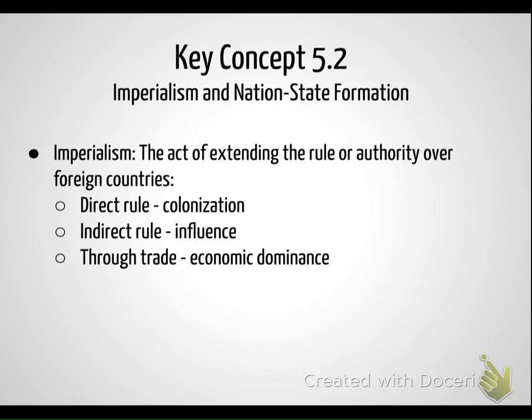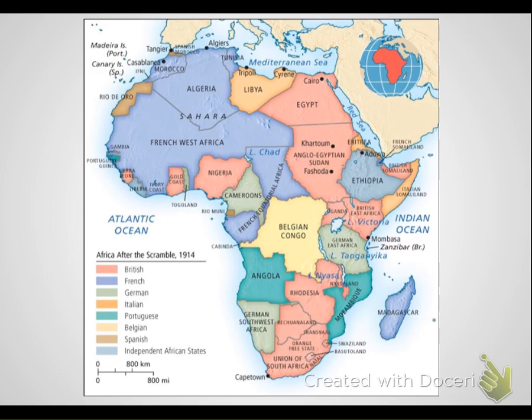But for example, that's what key concept 5.2 is. Now we also know during this period of time we're going to have the scramble for Africa. The scramble for Africa is going to be driven by imperialism.